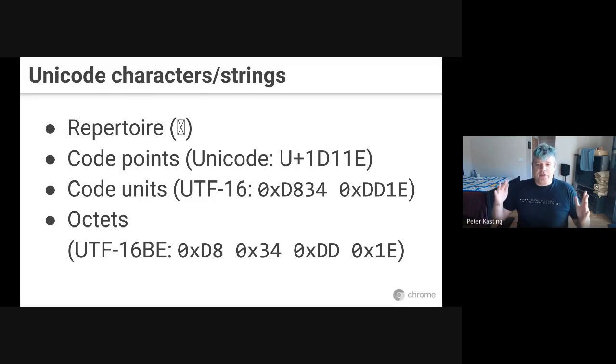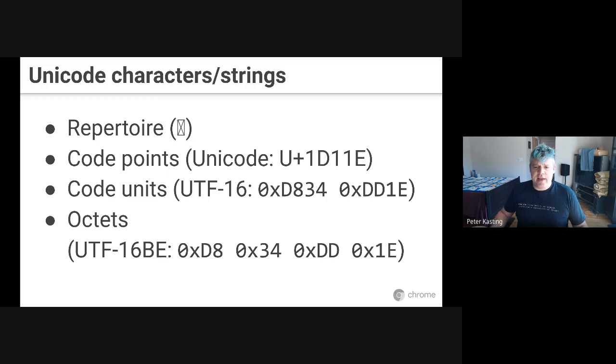Then you have some set of mappings that give every one of those characters a number, and those numbers are your code points. So in Unicode, the code point for the musical clef that you can't see is U+1D11E. It's in hex. You can see that that takes more than 16 bits of hex. There's more than 65,000 characters in the Unicode repertoire.